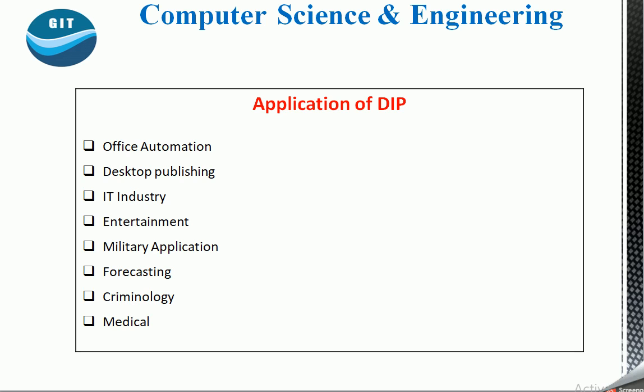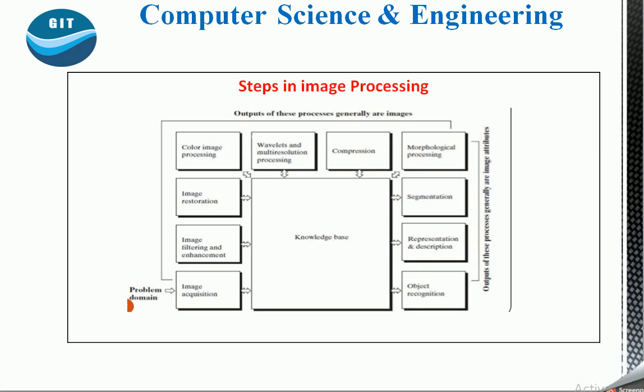And next, criminology. Criminology uses fingerprint identification, face recognition and matching, forensic investigation, etc. And last, the medical field. In the medical field, in the form of DIP, we use ECG, EEG, EMG, X-ray, MRI, UCG, cancer detection, etc. These are the applications of DIP. Now we will come to steps in image processing.